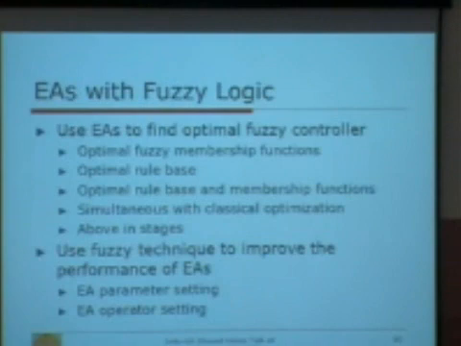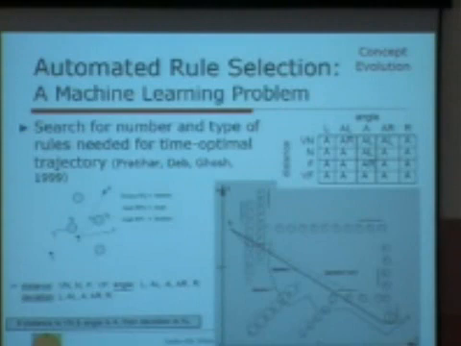Evolutionary algorithms with fuzzy logic, again, you can come up with optimal fuzzy controllers and fuzzy membership functions. If you're doing it for a rule-based system, you can come up with what kind of rules we are going to have there. Fuzzy logic can also be used to improve the performance of EAs by parameter tuning or operator settings and things like that.